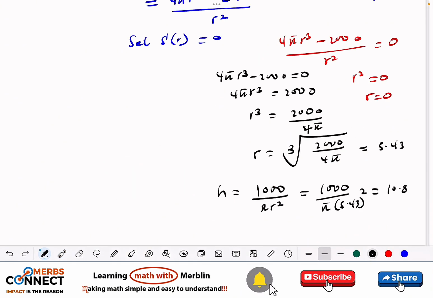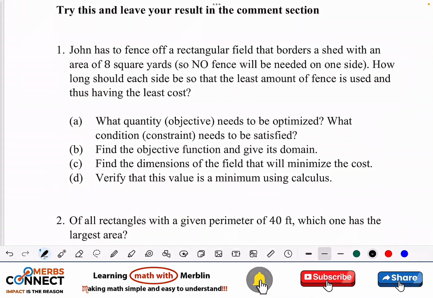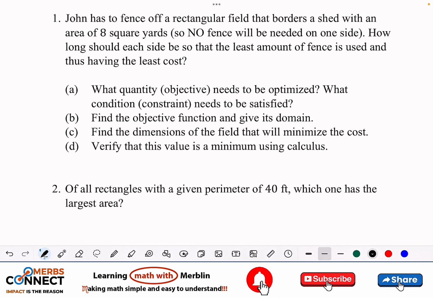All right, so this is the last question that we are going to solve. Try this question and leave your final results in the comment section. In the next video, we are going to take a quiz question and then solve it together. Now, in the next 2 videos, we are going to talk about integration, right? From there. See you in the next video.